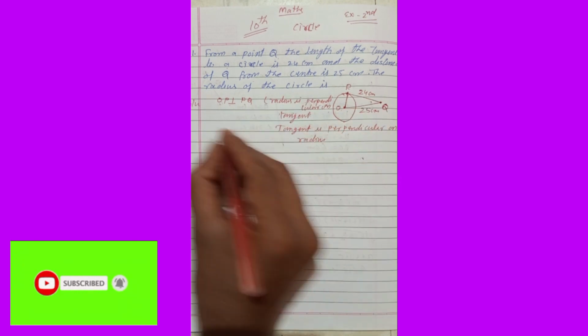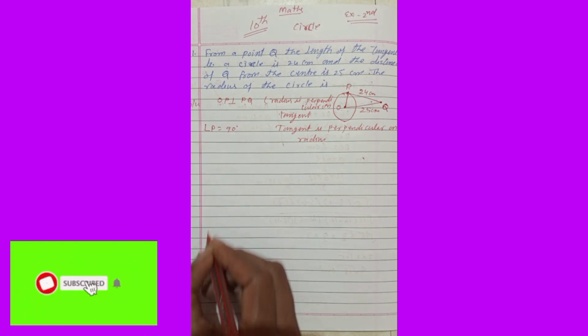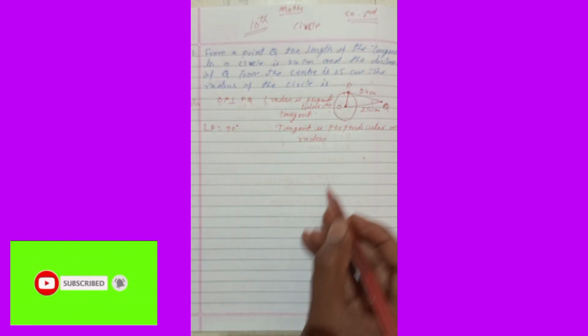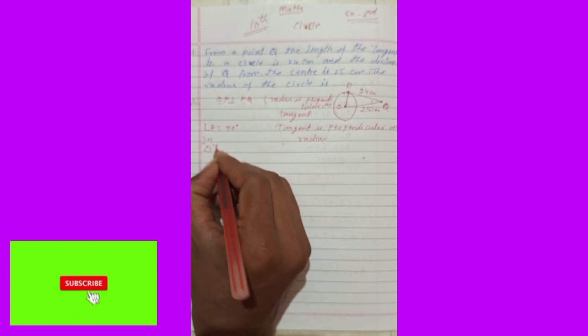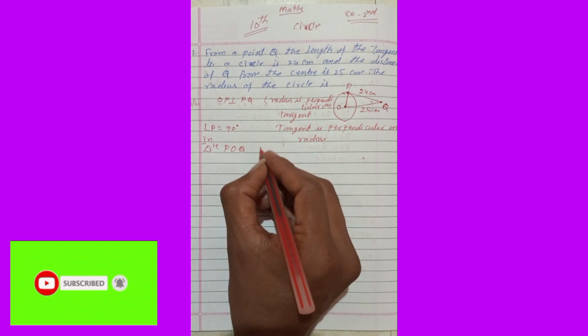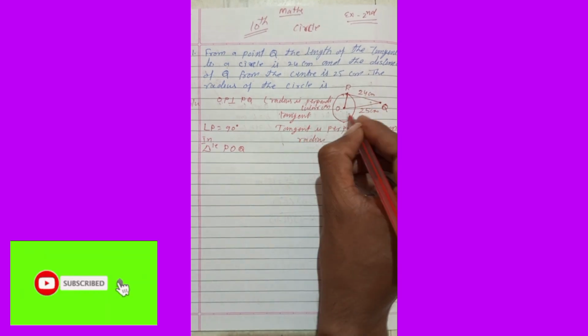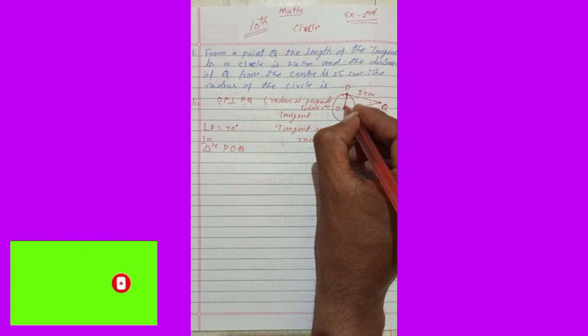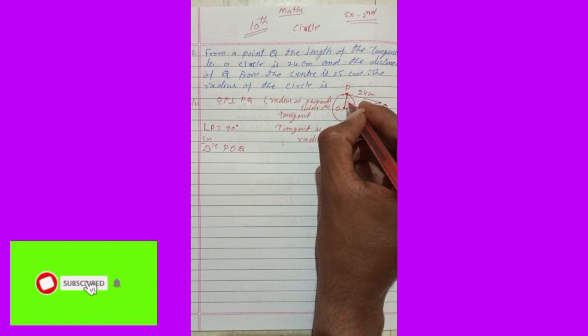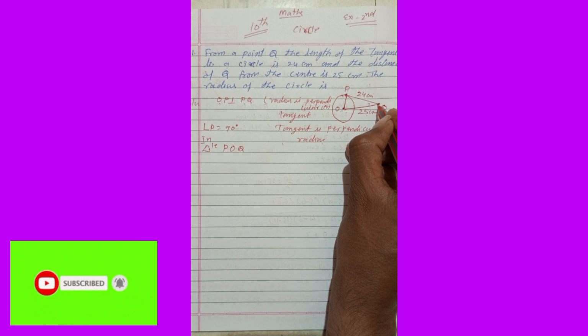Now it becomes a right angle, so we can write angle P is equal to 90 degree. Now we go to the triangle, which triangle? POQ. In that, we know PQ is 24 centimeter, OQ we know is 25 centimeter. We are going to find OP. Now in triangle POQ, this is a right angle triangle, so we are using the Pythagoras theorem.